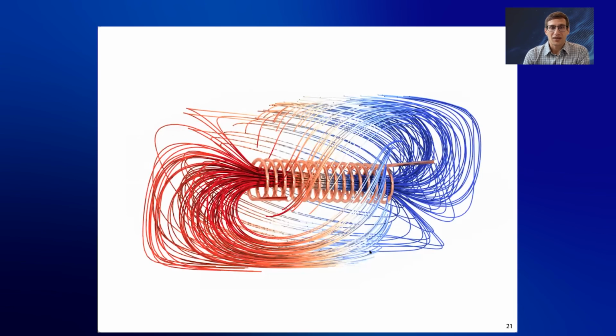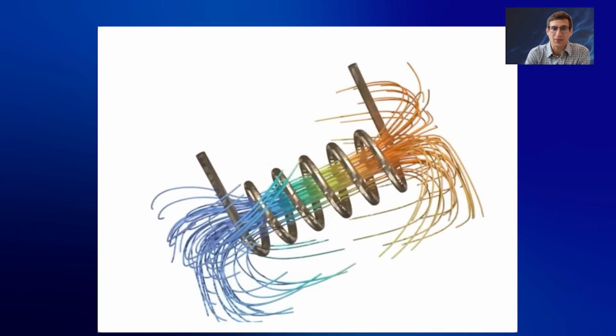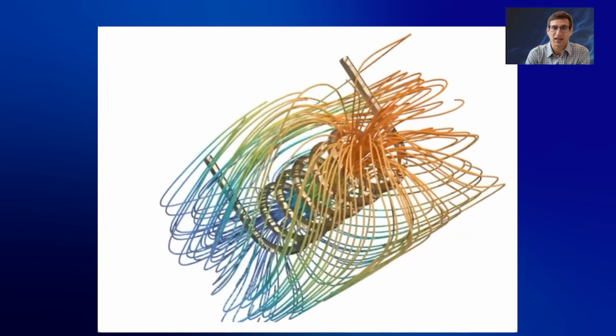So this is a slightly different coil. It's just a cool visualization. This has more loops, but this is the problem setup that I was describing earlier, just tracing out the magnetic streamlines.